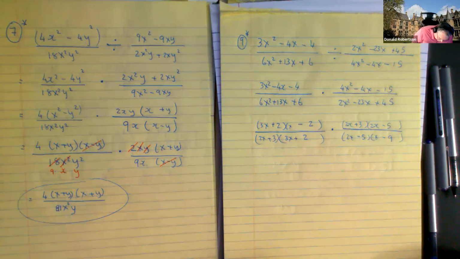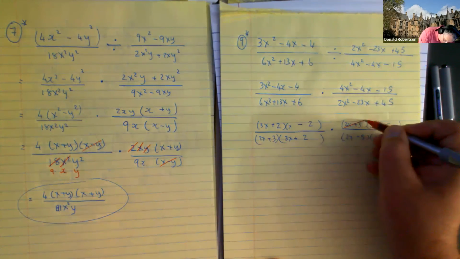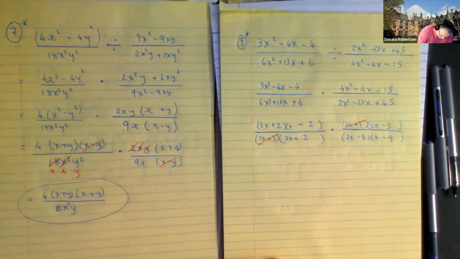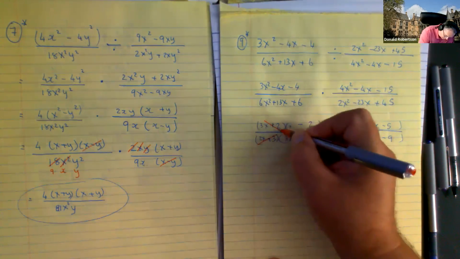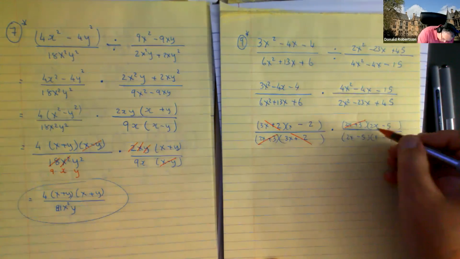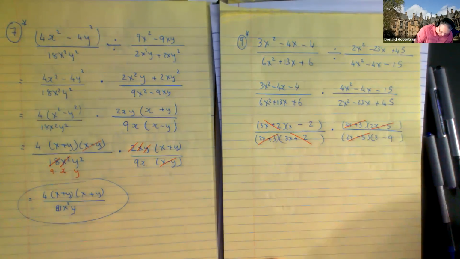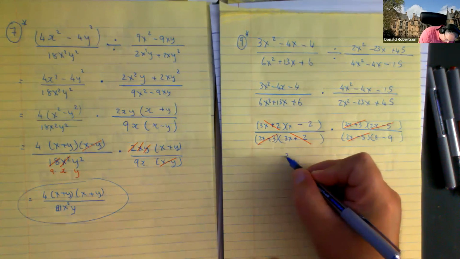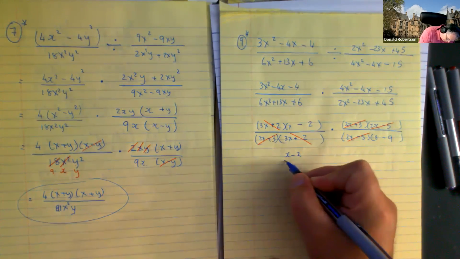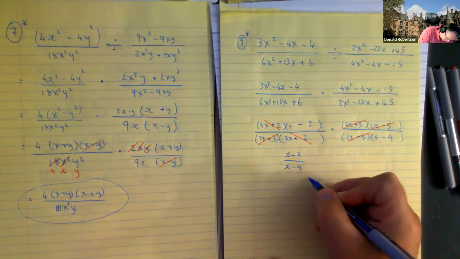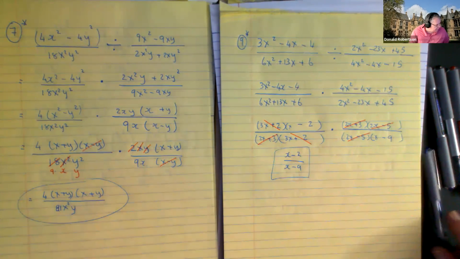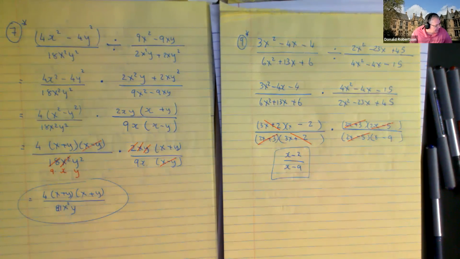Right, everything is factored. So now I just need to find things that cancel each other. Those two cancel. And those two cancel. And those two cancel. So all I'm left with is an x minus 2 on the top, and then x minus 9 on the bottom. And that's as good as that answer is ever going to be. It's finished.